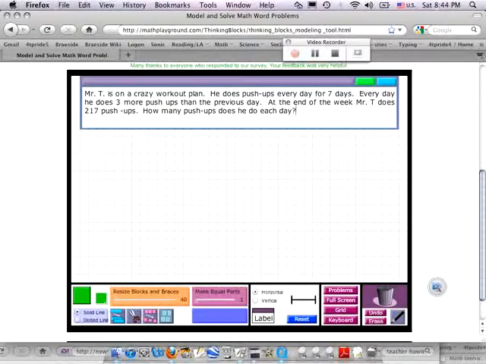This is the type of problem that would be a little bit tedious if you're using a table, because you're talking about 7 days. So instead, we're going to be using a block model with labels. So he does push-ups every day for 7 days. So you have to think day 1, day 2, day 3, day 4, day 5, day 6, day 7. So let me throw this out here, and let's let this represent day 1.